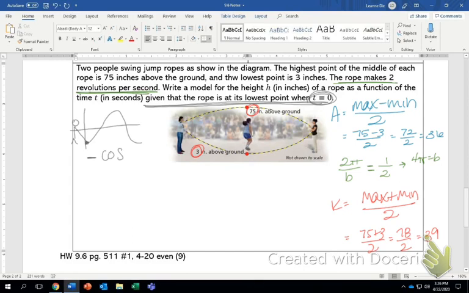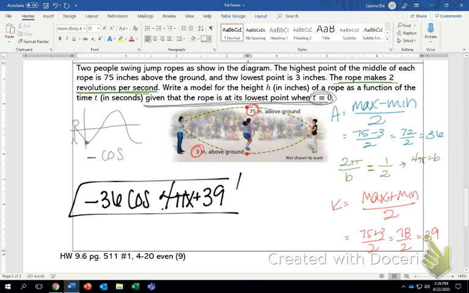I know my amplitude is 36, but remember, amplitude is supposed to be the absolute value, so it's okay that we're going to add a negative to it because it's not really going to affect our answer later. So our final answer will say negative 36, that's our amplitude, cosine of 4 pi x, forgot the x, plus 39. All right, so let me include that x right here. There we go. 4 pi x plus 39. And then we box in our answer. This is our final answer.